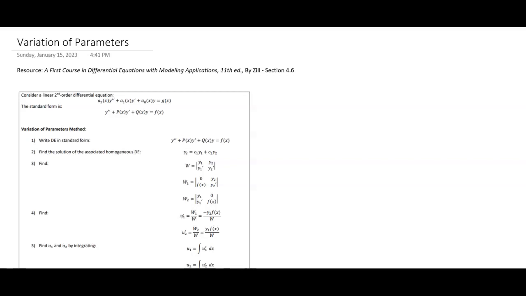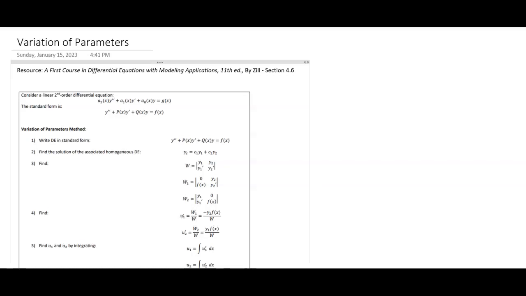This video is going to be going over variation of parameters, which is one of the methods you can use to solve a second order linear differential equation. The first thing that we will want to do is write the differential equation in standard form, and you'll want to find the associated homogeneous differential equation or the complementary function.